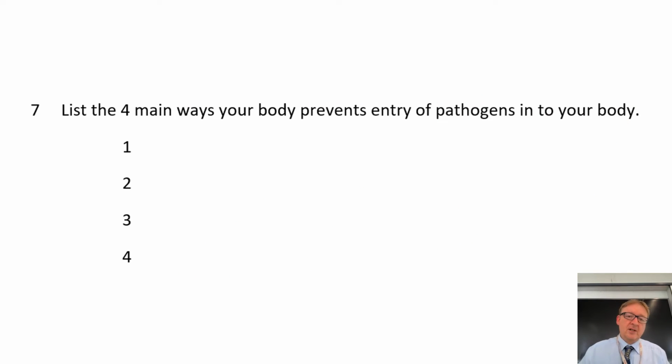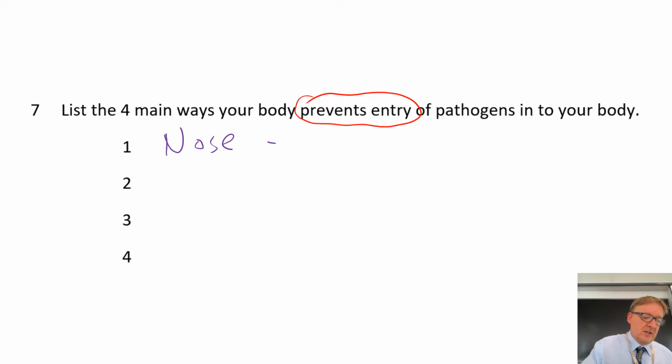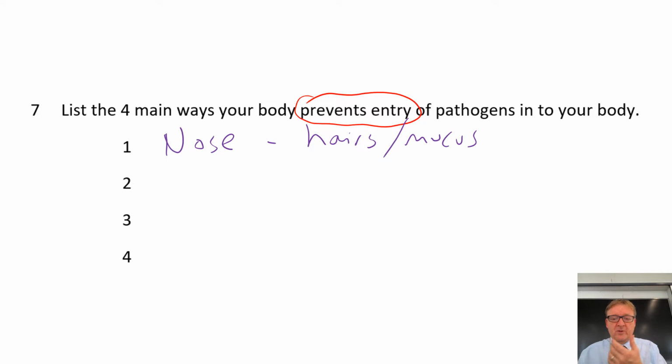Question number 7. What are the 4 main ways your body prevents entry of pathogens? What people always say on this one is, oh, you've got white blood cells, right? But read the question here, 4 ways to prevent entry. Prevent entry, number 1, is your nose. It has hairs and it has mucus. The hairs and the mucus catch any pathogens that go in through your nose, and eventually they'll come out.